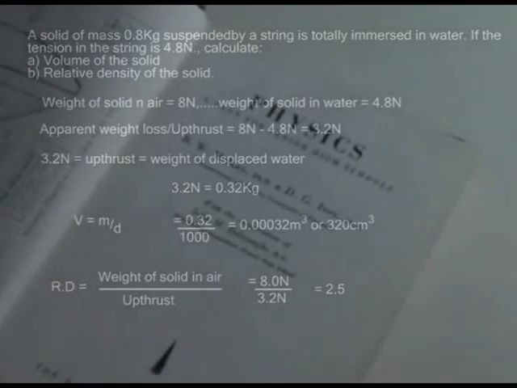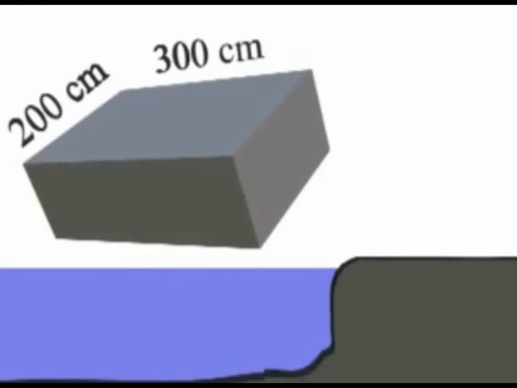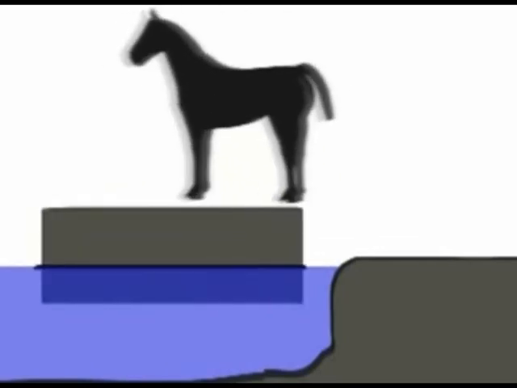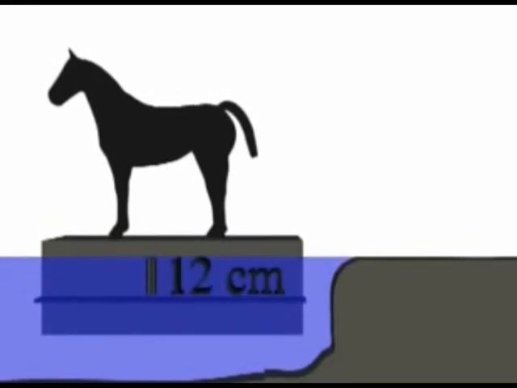Before we wind up, let us go back to the question we began with. A rectangular block 300 centimeters long and 200 centimeters wide floats at the edge of a freshwater lake. A horse jumps onto the block and the block sinks a further 12 centimeters. How much does the horse weigh?